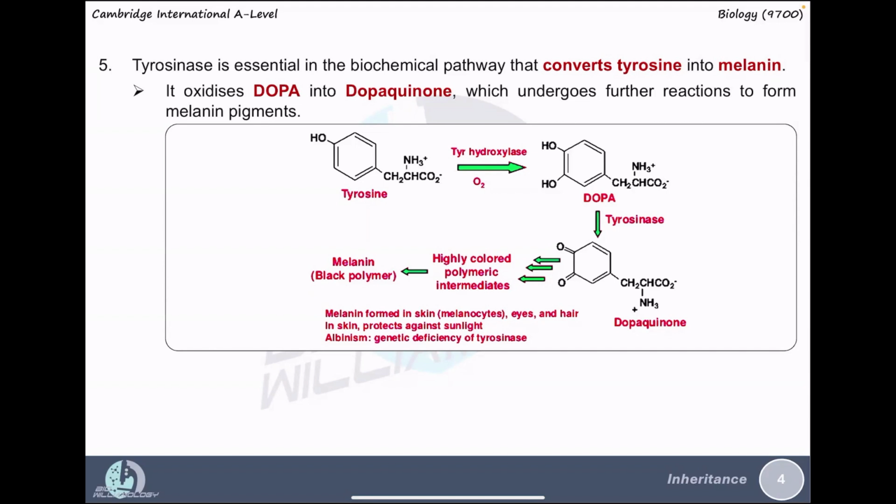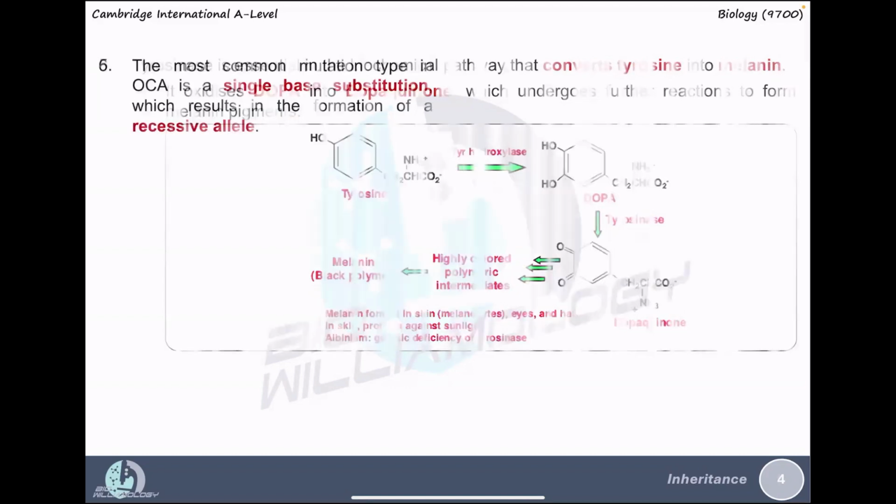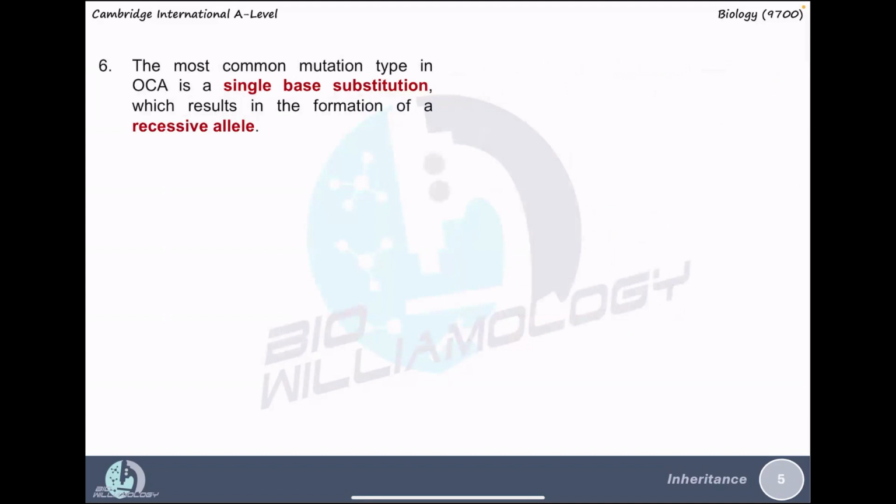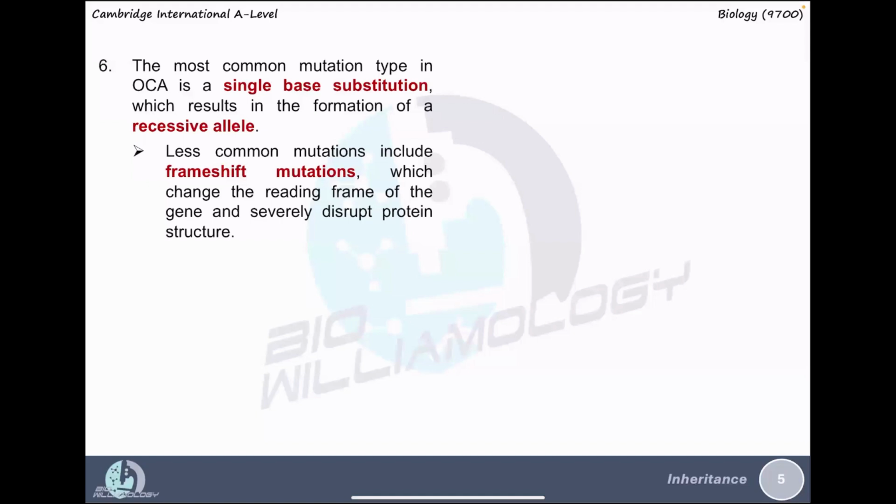So in this biochemical pathway, we can see that dopa is converted to dopaquinone in the presence of tyrosinase. The most common mutation type in OCA is a single base substitution, which results in the formation of a recessive allele. A less common mutation is a frameshift mutation, which changes the reading frame of the gene and severely disrupts the protein structure.